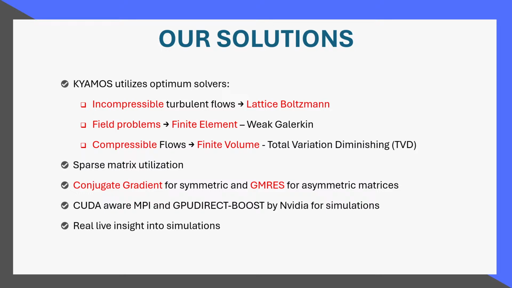For example, for incompressible turbulent flows, we utilize lattice Boltzmann. For field problems, we use the finite element Galerkin method. And for compressible flows, we use finite volume total variation diminishing schemes. We use sparse matrix utilization and conjugate gradient for symmetric and GMRES for asymmetric matrices. We utilize CUDA-aware MPI and GPUDirect by NVIDIA for boosting our simulations in order to provide real-life insight into simulations.